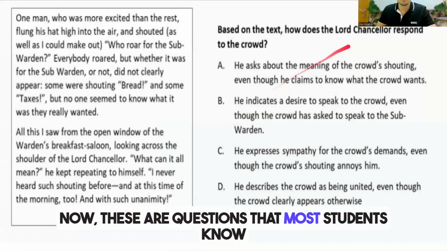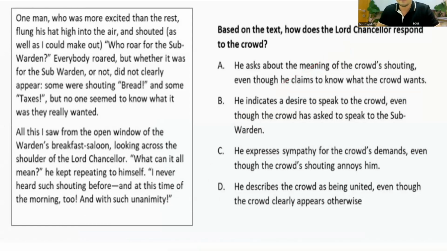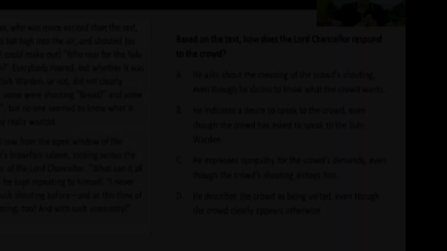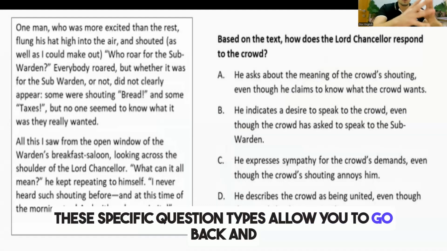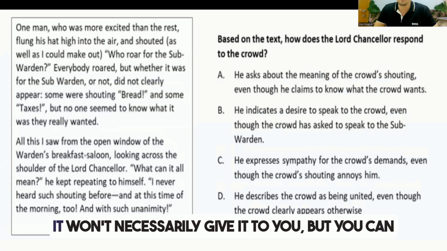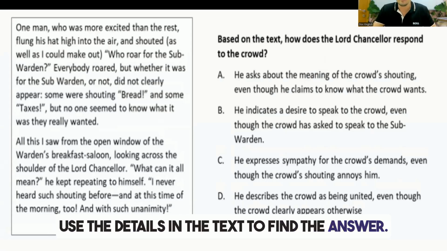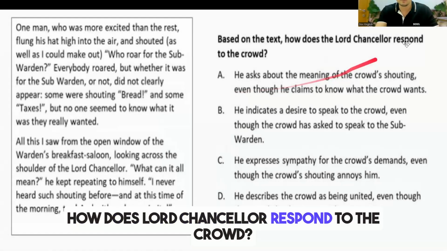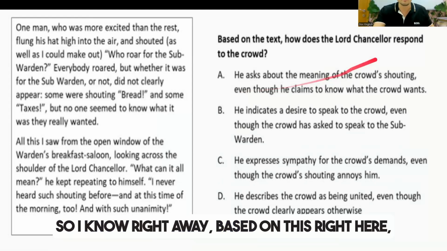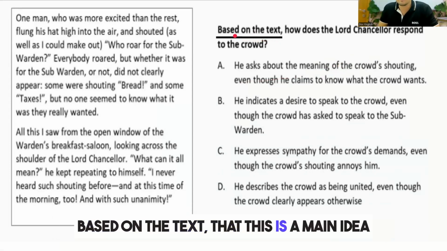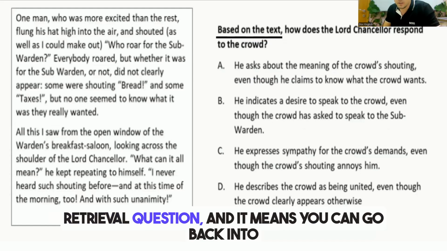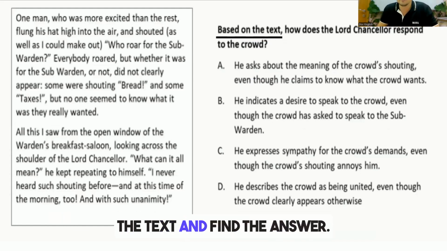Now, these are questions that most students know how to answer because you can find the answer in the text. Not all of the questions are like that, but these specific question types allow you to go back and read the text and it will give you the answer. It won't necessarily give it to you, but you can use the details in the text to find the answer. And how do I know that? This question says, based on the text, how does Lord Chancellor respond to the crowd? So I know right away, based on this right here, based on the text, that this is a main idea in detail question, or the College Board calls it a retrieval question. And it means you can go back into the text and find the answer.